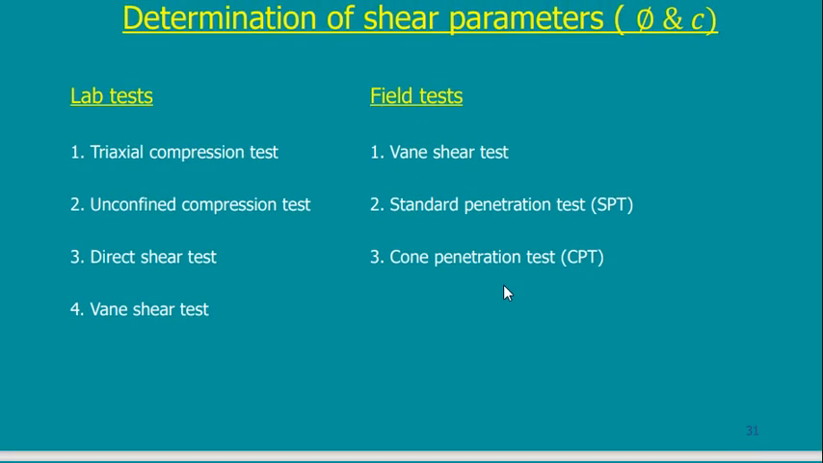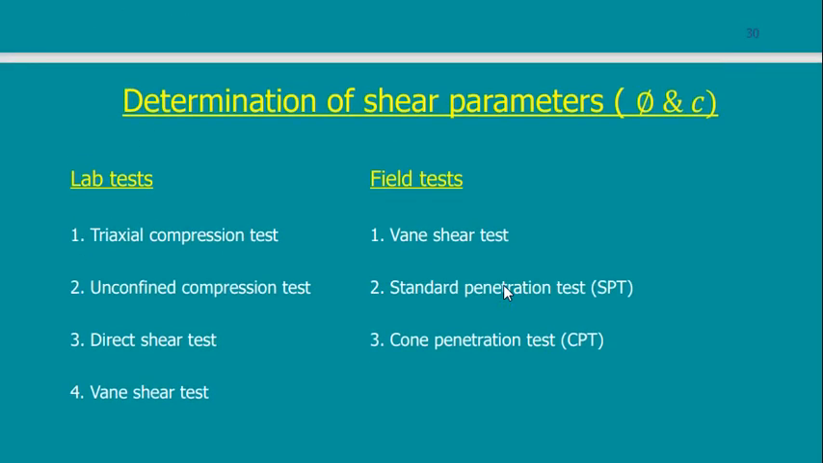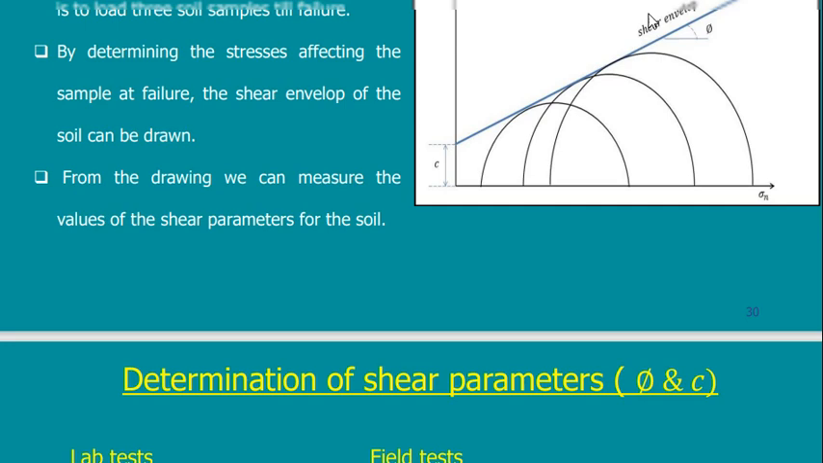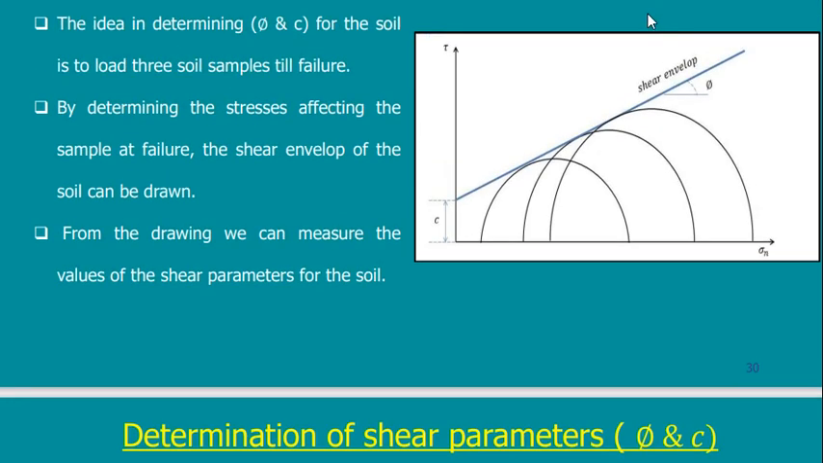I think we can stop at this point and continue next time. But now you have seen that it is very important to have C and phi, because once I know C and phi, I can draw this line, and this line is the line that defines the failure. I can start now putting any combination of load and checking.